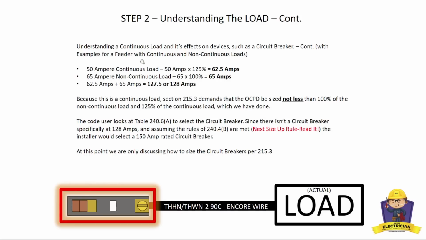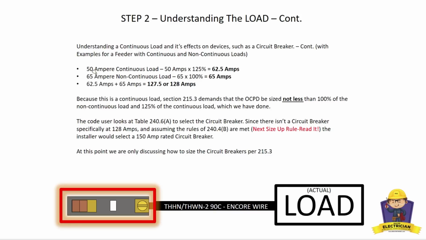Now, remember when we said let's talk a little about feeders. The same rule applies for branch circuits, but let's look at some feeder examples so we can bring those in. Remember the rule for the circuit breaker was 100% of the non-continuous and 125% of the continuous load. That's what it says in 215.3 for feeders, and it mirrors what it says in 210.20(A).